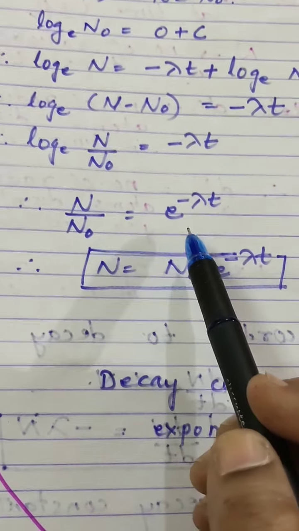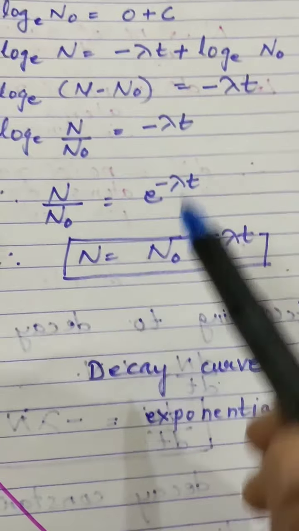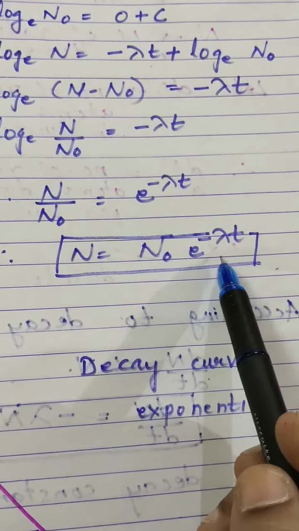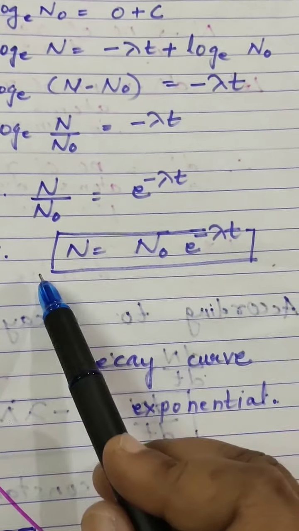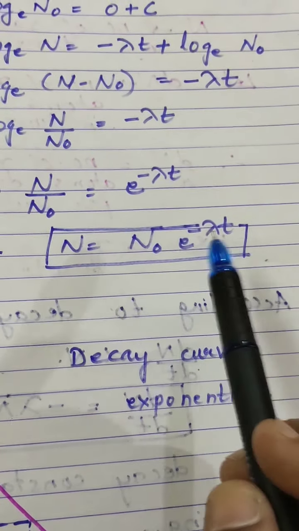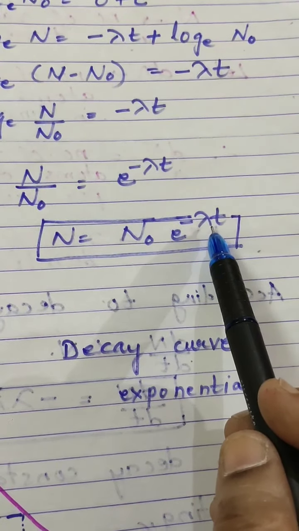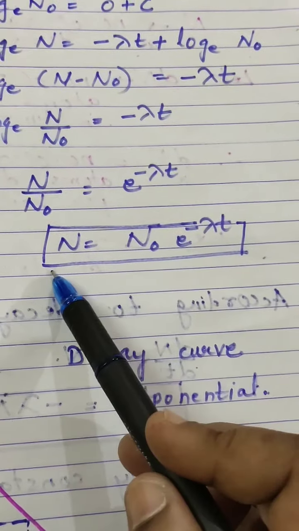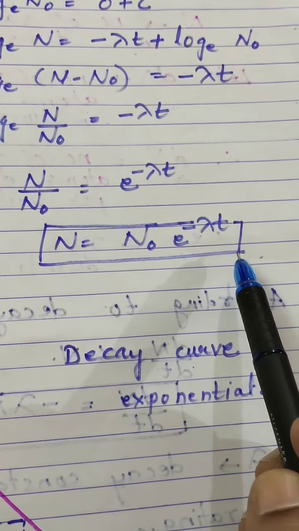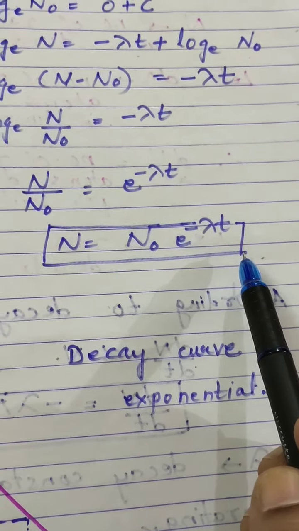So n upon n0 is equal to e raised to minus lambda t, where n is equal to n0 e raised to minus lambda t. Mathematically speaking, this equation with a negative sign of the decay constant indicates that this equation or the graph will be of an exponential nature.